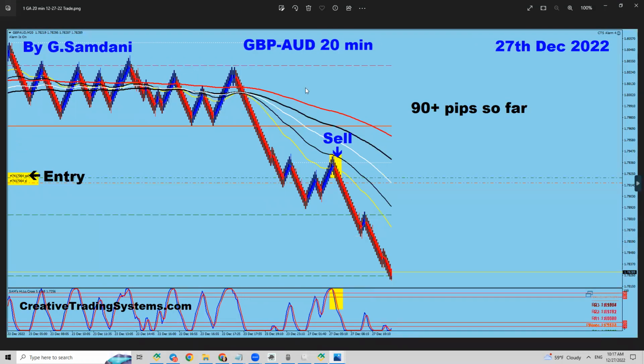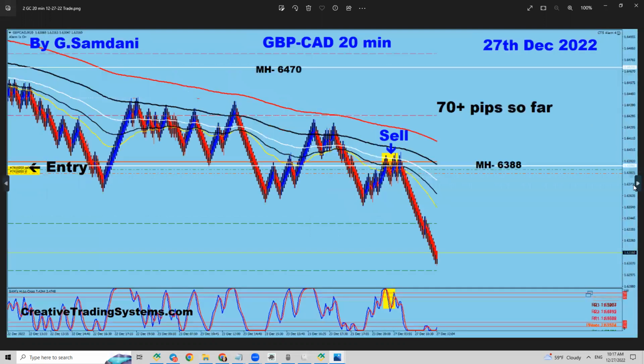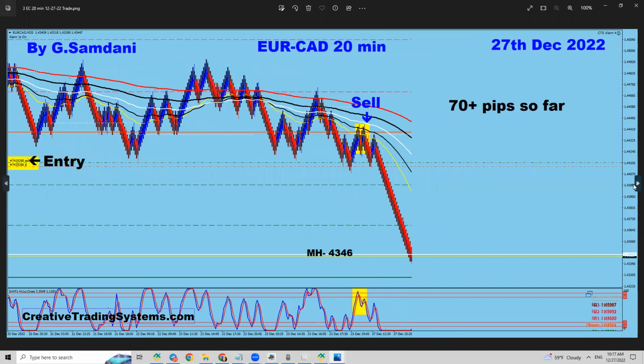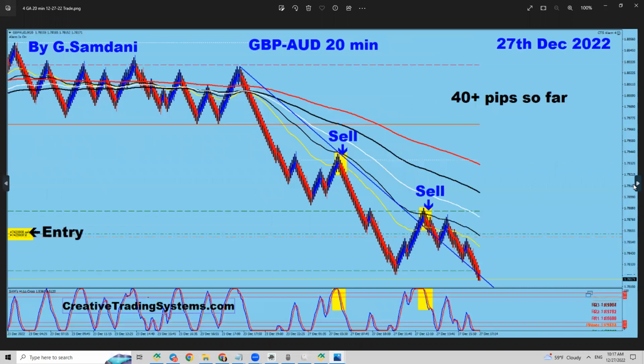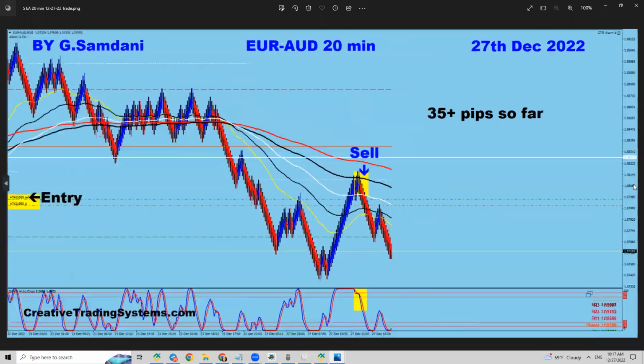So 90 pips here on pound Aussie, this pound CAD I closed for 70, and this EUR-CAD I closed for 70. So 140 and 90 is 230, and 40 is 270, and 35 is 305. 305 pips. I'm closing these pound Aussie and Euro Aussie second entries.